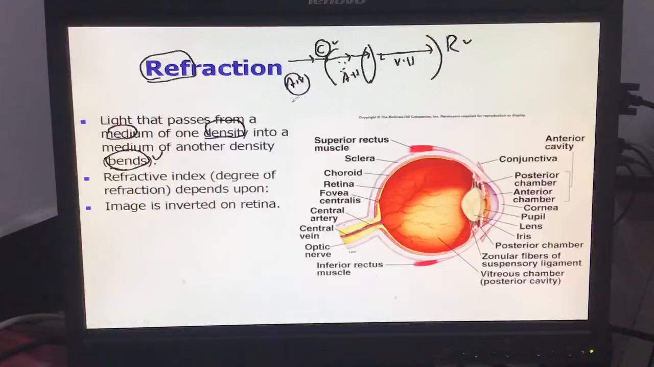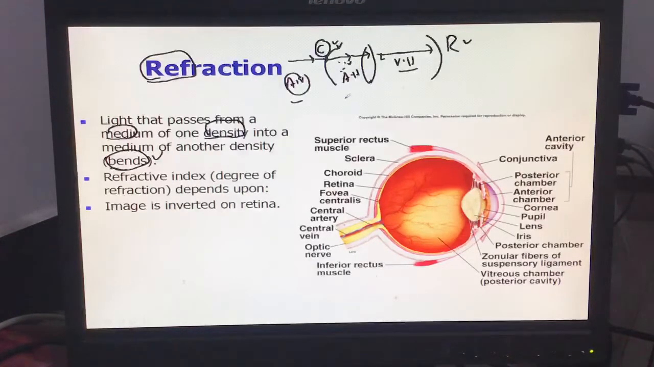The density of air is a bit less than the density of the cornea, which is a connective tissue, a transparent structure. The lens here is also a transparent structure. The aqueous humor is water-like. The vitreous humor, a gel-like substance, is also a little transparent and allows the light to pass.